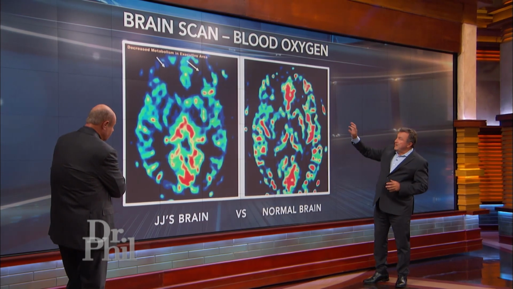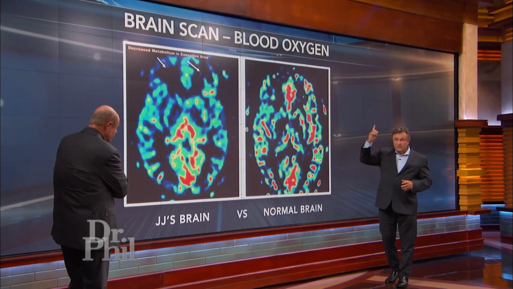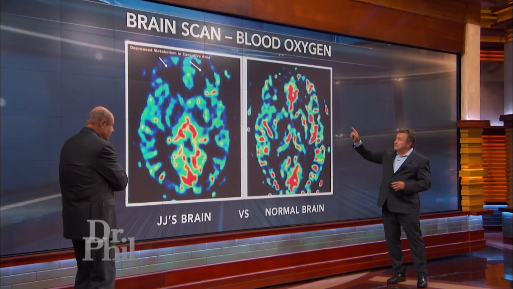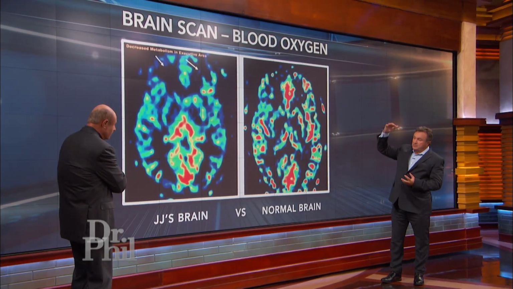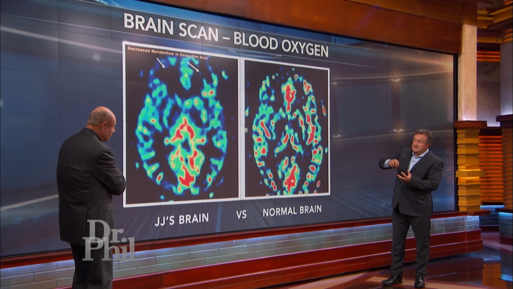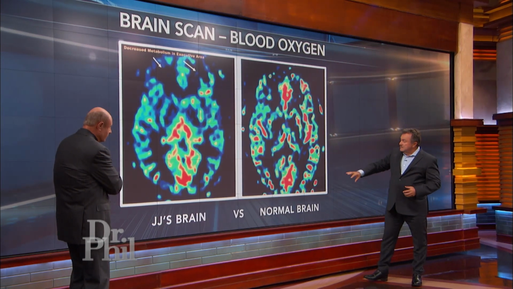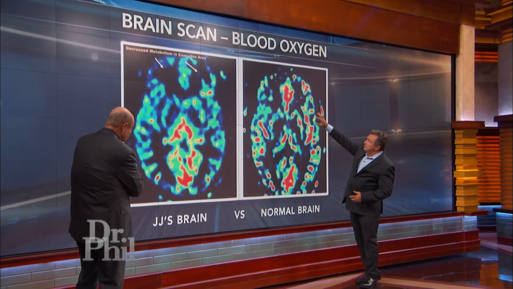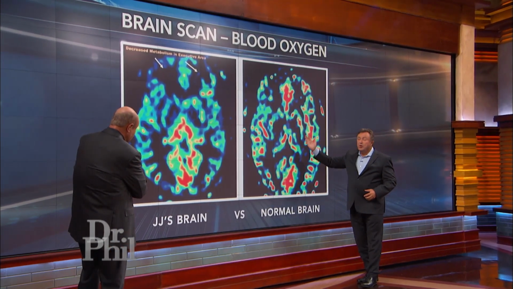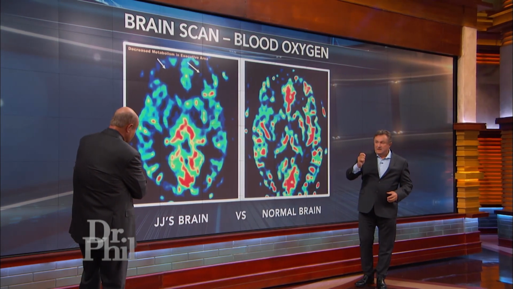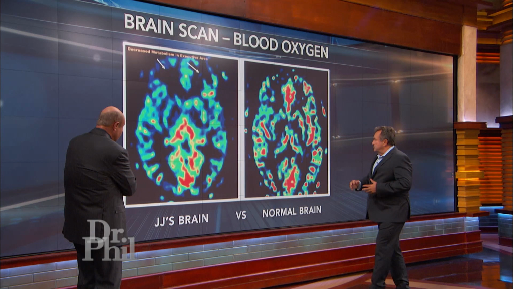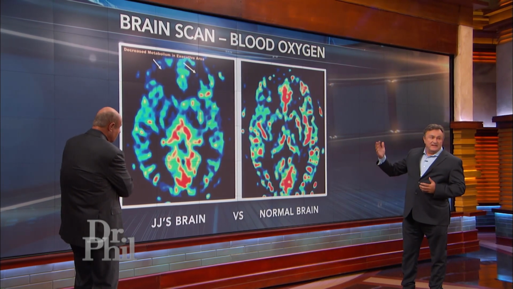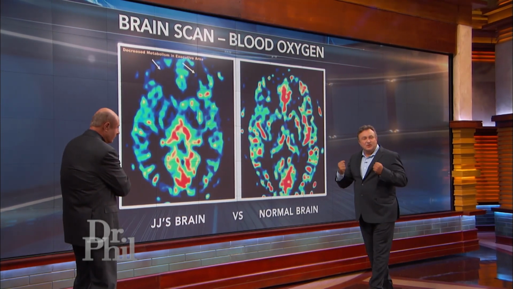Now, the red represents good function, more. Blue and black mean less. So between red and blue, you have orange and yellow, so there's this grade of activity. So you have good activity throughout the left brain in this normal person who's right-handed. You can see that in JJ, just immediately, that there's much less red activity. The engine is not working.